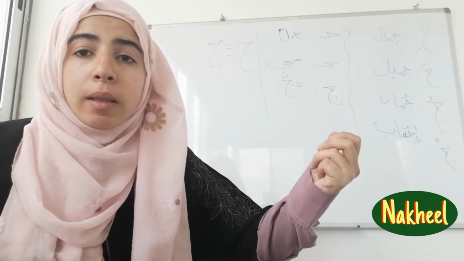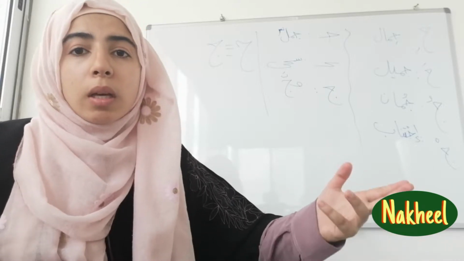When you write it at the beginning of the word, you should write it like this, like in the word Jamal, which means a camel. And you can write it this way if it comes in the middle of the word, or you can write it this way. This is also another way that you could write the letter Jim.